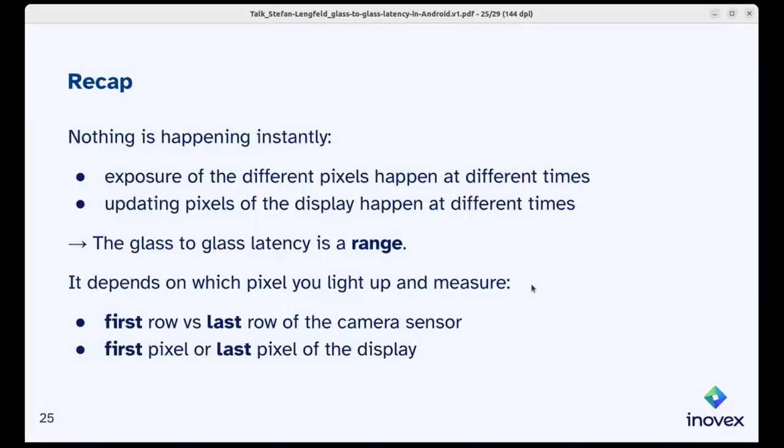So, recap. Nothing has happened instantly. Exposure of different pixels happens at different times. Updating pixels of displays happens at different times. So the glass-to-glass latency is a range. Second, it depends on which pixels you light up and measure. So the first row or the last row of the sensor, and the first pixel or the last pixel of the display.